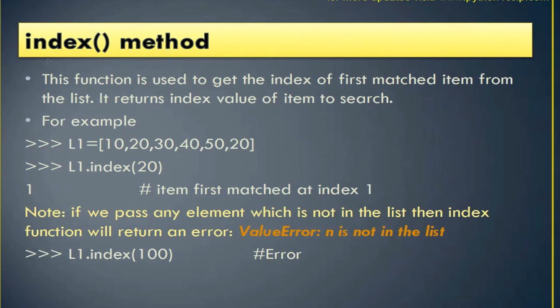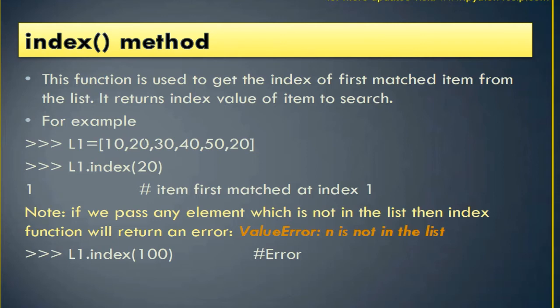What does the index method do? This function is used to get the index of the first matched item from the list. It returns the index value of the item to search. For example, we have stored a list in the list name L1. When we do L1 dot index 20, the index where 20 is stored will be displayed. 20 is at which number? Number 1. Item first matched at index 1.